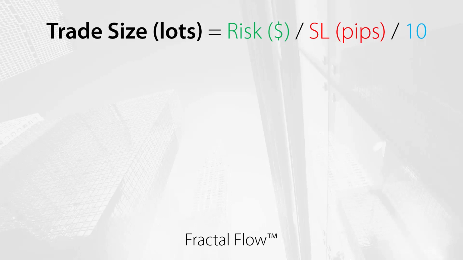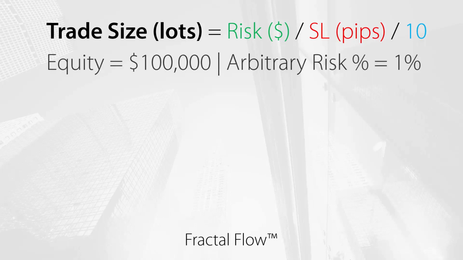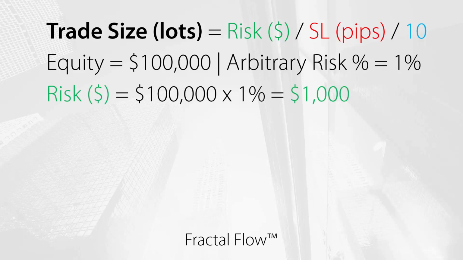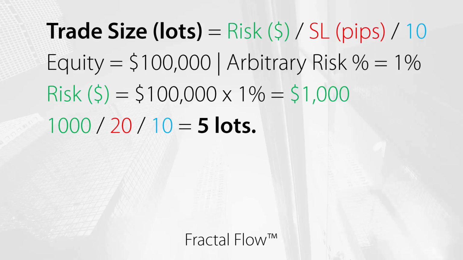To discover the arbitrary risk in terms of capital, we need to know our equity and we need to define an arbitrary risk percentage. For example, let's say that we have $100,000 and we want to risk 1% of that in each trade. Our arbitrary risk in terms of capital equals 100,000 times 1%, which is $1,000. We divide that number by the size of our stop loss in terms of pips, which is 20 in this example. Then we divide that number by 10, because we know that one standard lot has a pip value of $10 per pip. The formula returns the amount of lots we need to purchase in order to make our trade risk exactly 1% of our equity with a 20 pip stop loss.